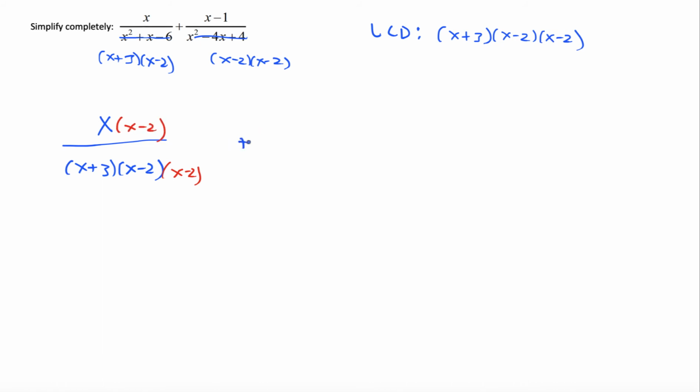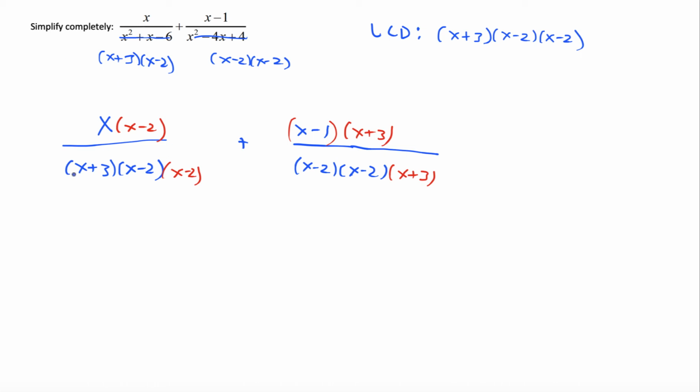And then when we take a look at the second fraction, the original fraction was x minus 1 over x minus 2, x minus 2. But take a look at the LCD. The LCD has this x plus 3 term in it. So what does that mean? It means that we should multiply the numerator by x plus 3 also. Now you're going to be careful with this, because there's already a binomial here. So let's put that in parentheses. Make sure you FOIL that out correctly.